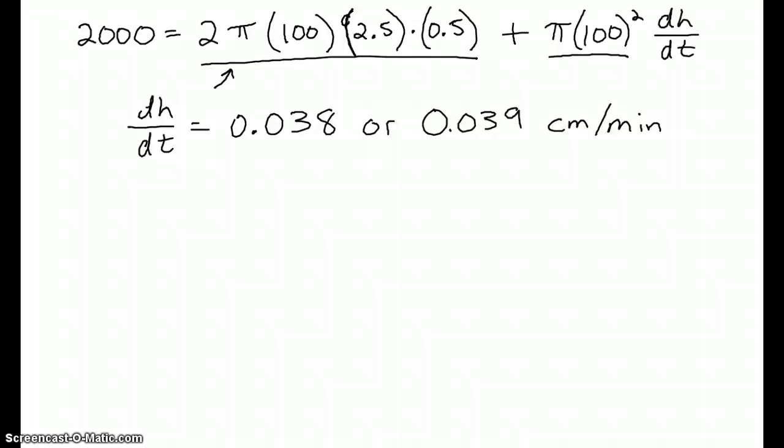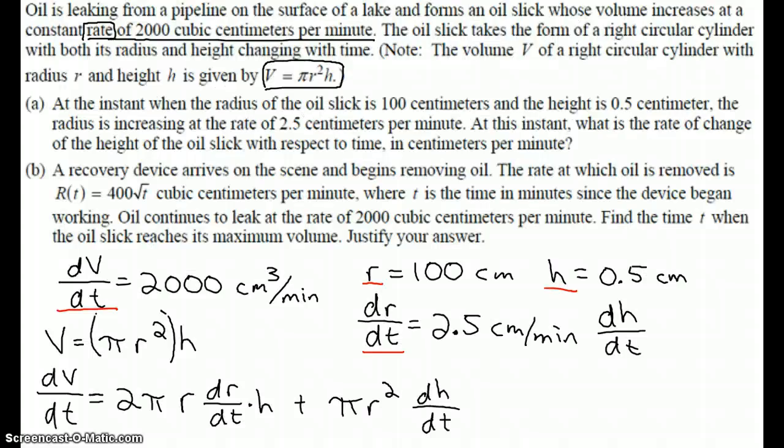All right, part B. Part B says a recovery device arrives. That's great. The rate at which the oil is removed is R(t) equals 400 times the square root of t, cubic centimeters per minute, where t is the time in minutes since the device began working. Now we have a situation where the volume of the oil slick is increasing, but there's also a device that's taking some of it away. Oil continues to leak at a rate of 2,000 cubic centimeters per minute. We're going to find the time t when the oil slick reaches its maximum volume.